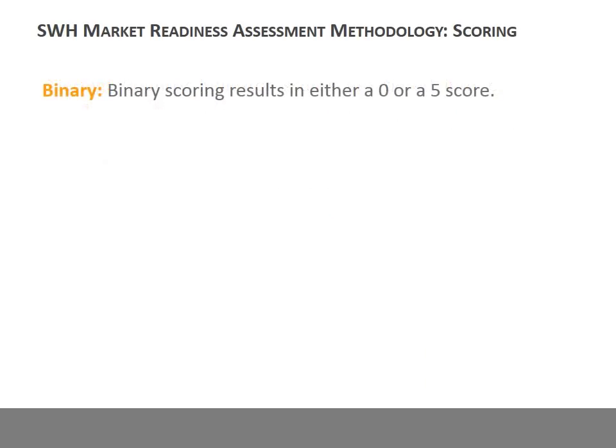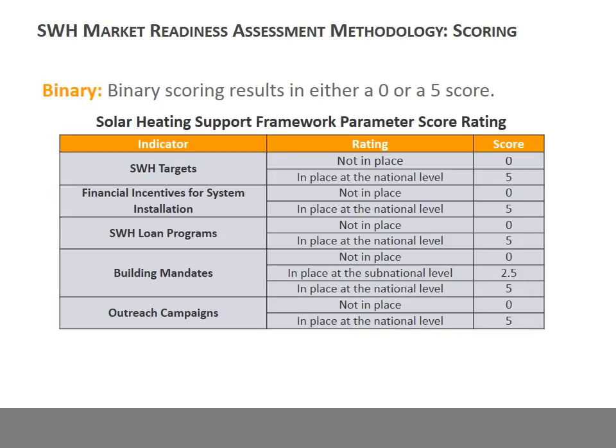Binary scoring results in either a score of 0 or 5. For instance, binary scoring may be appropriate to determine whether a country has a quality certification for solar water heating installers or not. If they do, they receive a 5. If not, they receive a 0. This scoring approach used for the solar water heating support framework indicators for parameter 1 demonstrates how the binary method is used. If a country has targets, they receive a 5. If they don't have targets, they receive a score of 0, and so on.